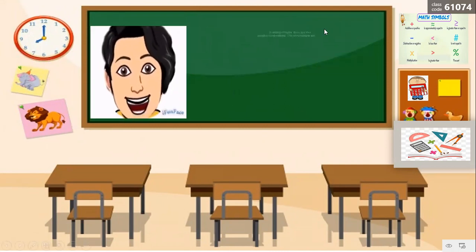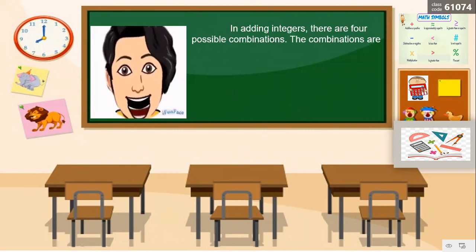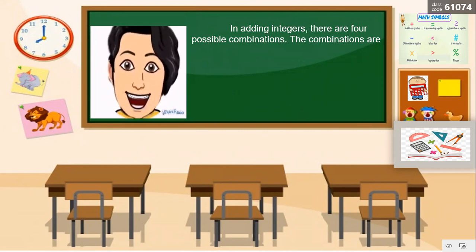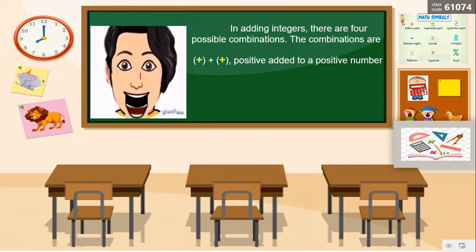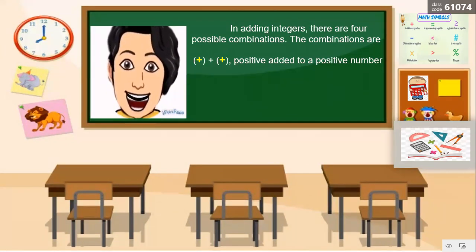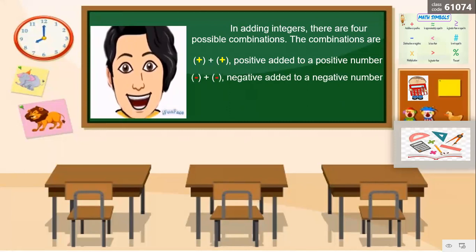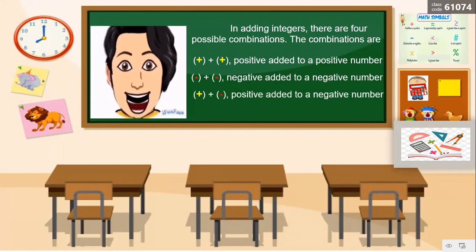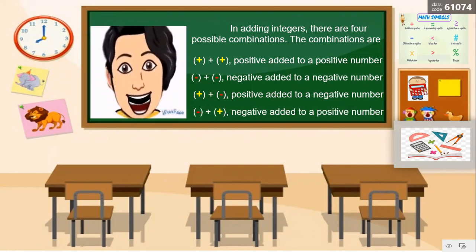Take note of this, my dear students. In adding integers, there are 4 possible combinations. The combinations are, first, positive added to a positive number. Second, negative added to a negative number. Third, positive added to a negative number. And last, negative added to a positive number. Remember this, okay?